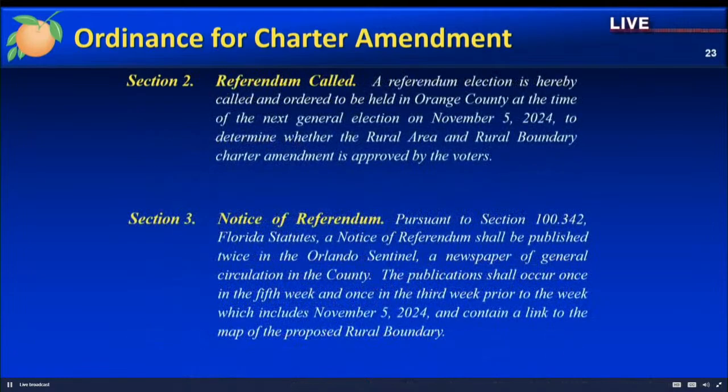Subsection 2 calls for the referendum, and it is identified to be in the general elections of November 5th of 2024. Subsection 3 of the ordinance itself identifies that the notices sent for the referendum purposes would be pursuant to Florida statutes, and that it would require the publication that shall occur. The first would be the 5th week, and the second would be the 3rd week prior to the November 5th election date.